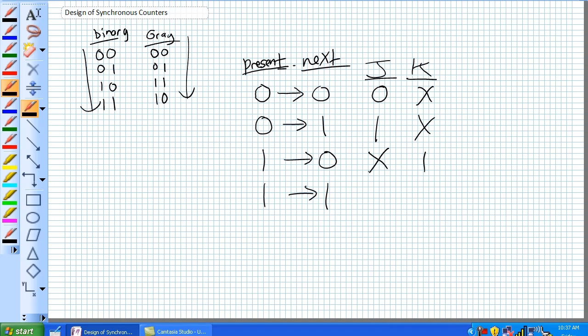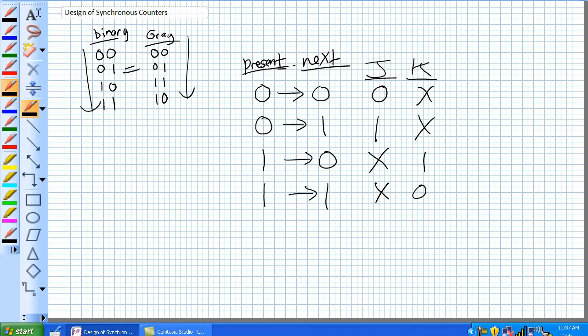Now the last one, when the present state is a 1 and the next state is going to be a 1. What are we going to do here? Well, we could definitely set it, as long as we're not resetting it. Or we could just leave it alone. So that sounds like this right here is another don't care situation. Okay?